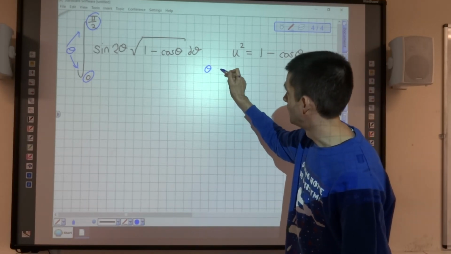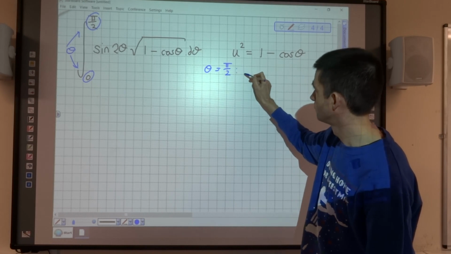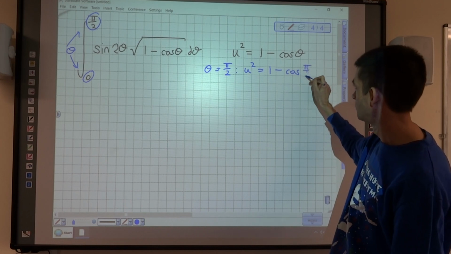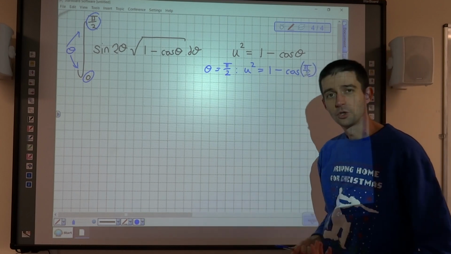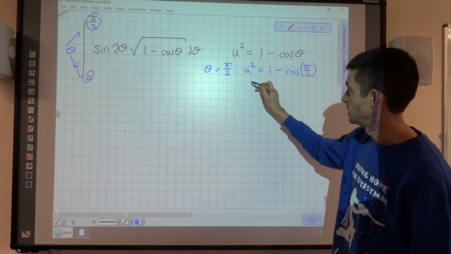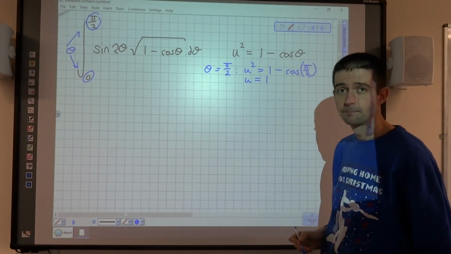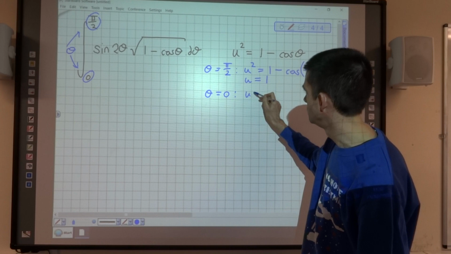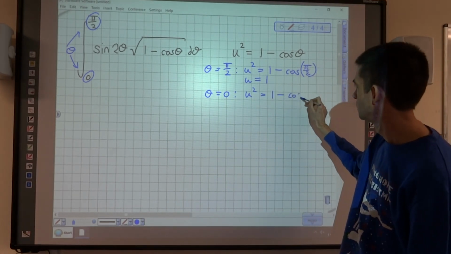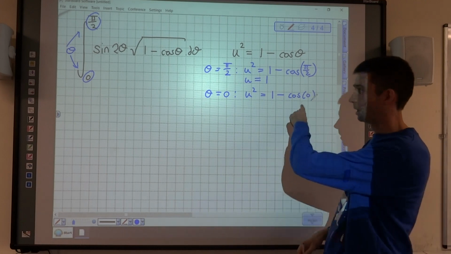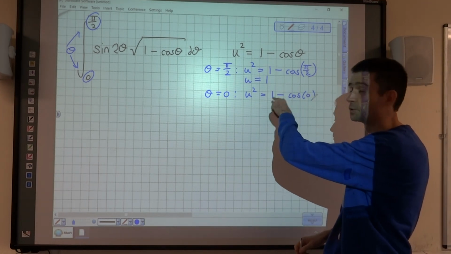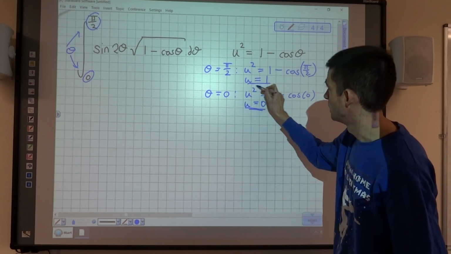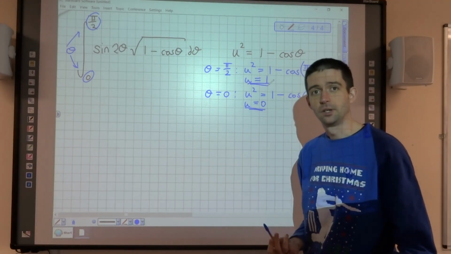So the first one, the upper limit, when θ equals π over 2, we're going to be saying that u squared equals 1 minus cos of π over 2. Cos of π over 2 is 0. So u squared equals 1, that's going to mean that u equals 1. Similarly, with our other limit, if θ equals 0, u squared is going to be 1 minus cos of 0. Cos of 0 is 1. 1 minus 1 is 0. So square root that, we're going to have u equals 0. So they are going to be our new limits that we're going to evaluate between.